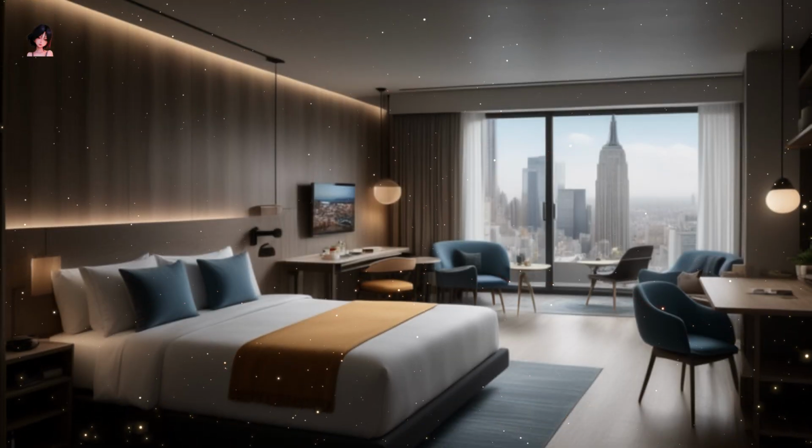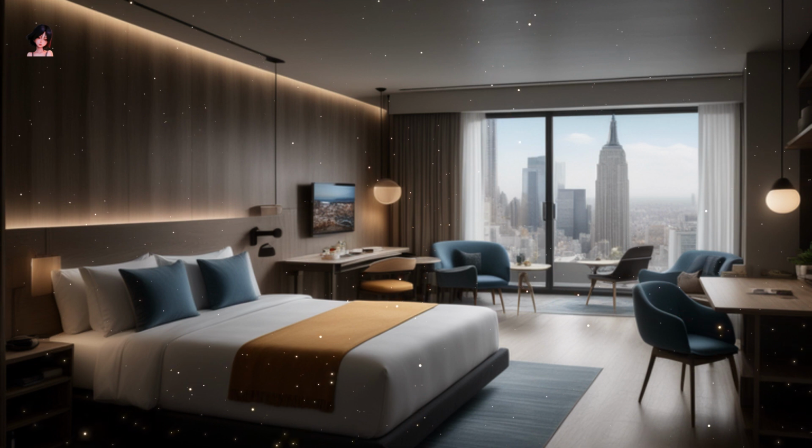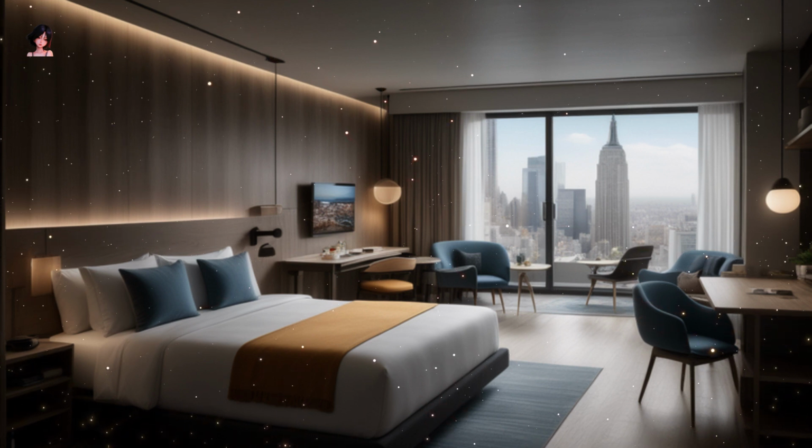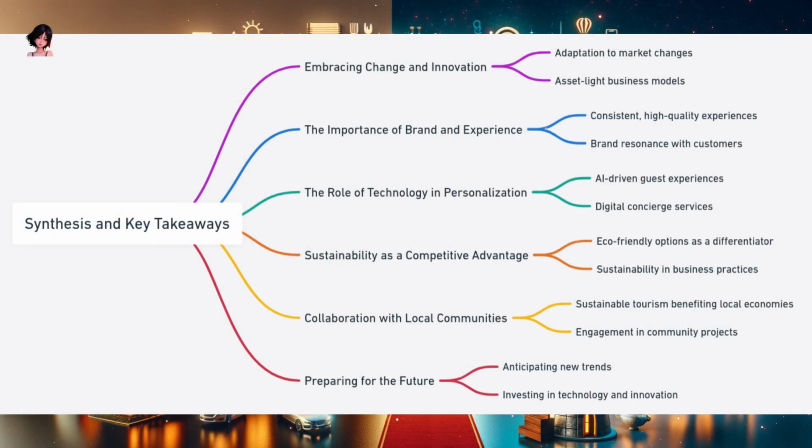Synthesis and key takeaways. In this concluding chapter, we reflect on the lessons learned and the strategies that have emerged as a result of the interplay between traditional hospitality models and the disruptive forces of the sharing economy. Embracing change and innovation. The first and perhaps most crucial lesson is the importance of embracing change. The hospitality industry's response to Airbnb's entry was not to resist but to adapt and innovate. Hotels have begun to adopt an asset-light model, focusing on brand and management rather than property ownership. This shift has allowed them to remain nimble and competitive in a rapidly changing market.